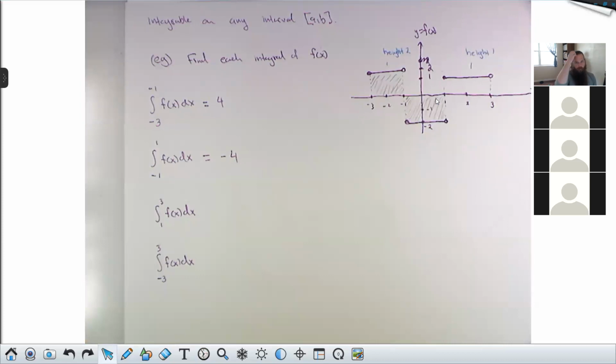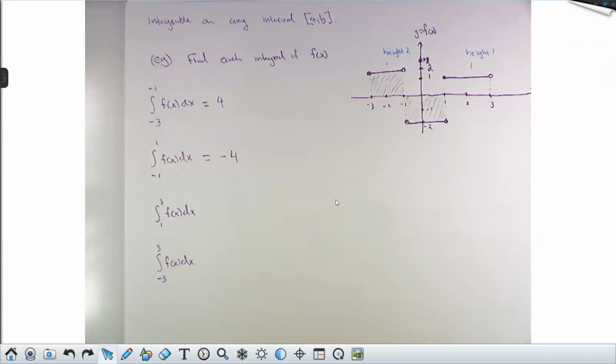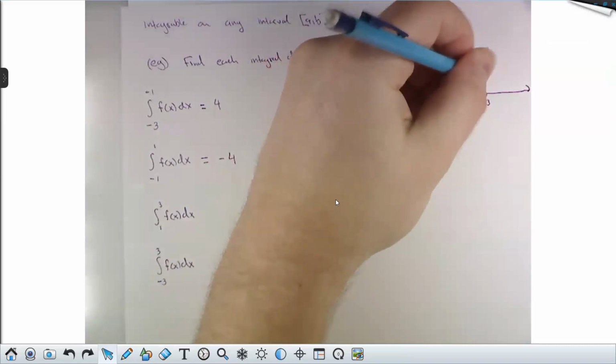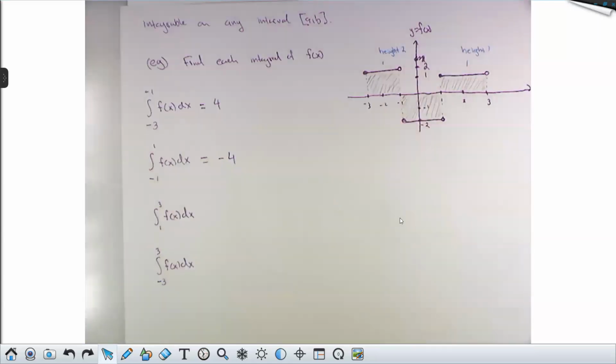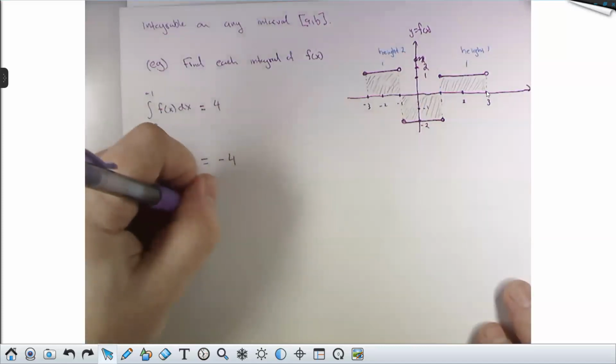Are we comfy with that? All right, let's look at the integral from 1 to 3. So from 1 to 3, yeah, good. Thank you, Tahara. That is exactly correct. From 1 to 3, I have a rectangle here whose height is 1 and whose width is 2. So the total area here is 2, and it's all above the x-axis. So this guy comes out to 2.